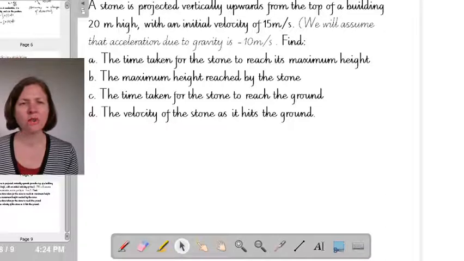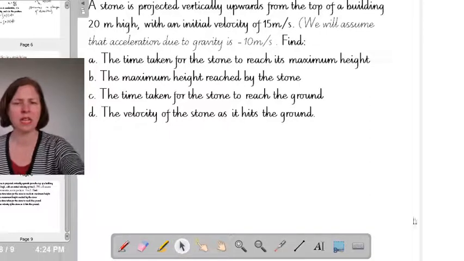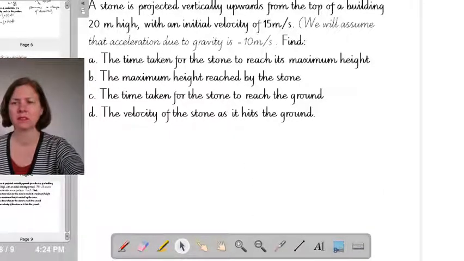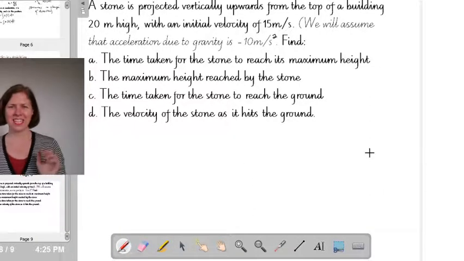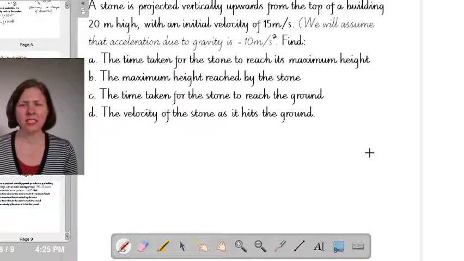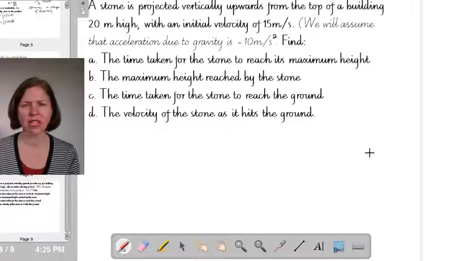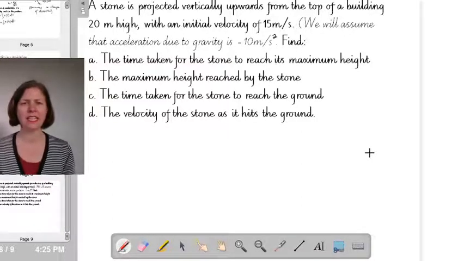We will assume that acceleration due to gravity is negative 10 meters per second squared. And we need to find various things: the time taken for the stone to reach its maximum height, the maximum height reached by the stone, the time taken for the stone to reach the ground, and the velocity of the stone as it hits the ground.